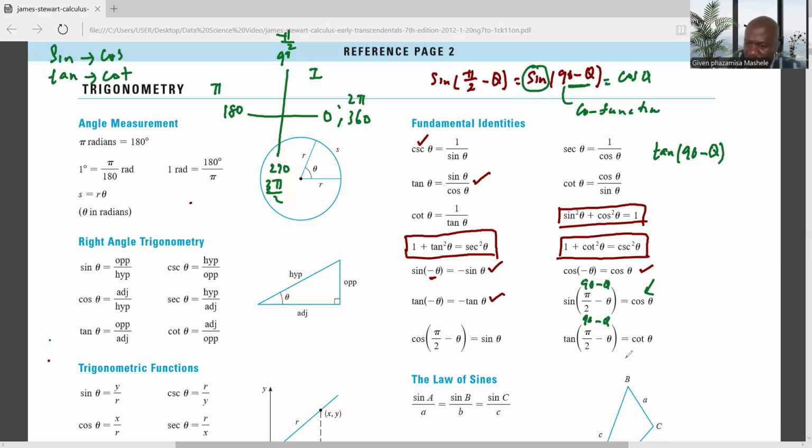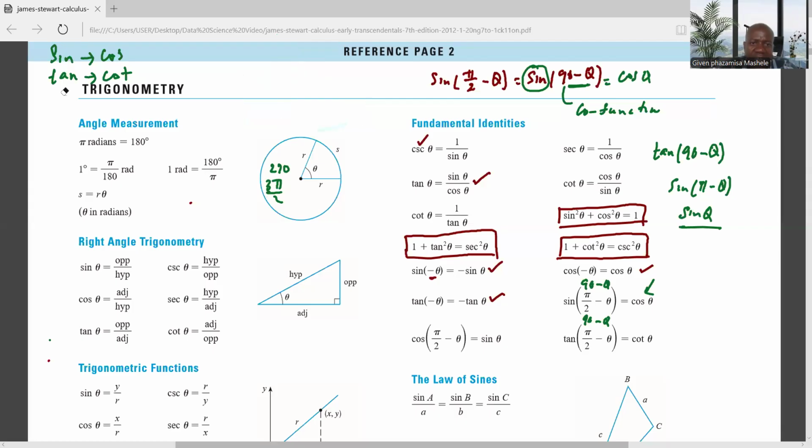For example, let's say we have sine of pi minus theta. Pi, we know it's 180. So 180 minus theta is in the second quadrant, where sine is positive. So this will just become sine theta, because it's not going to change. These are the things that you need to familiarize yourself with, ladies and gentlemen, especially when you are dealing with radians. Most problems are in radians. So you need to make sure that you understand these things.